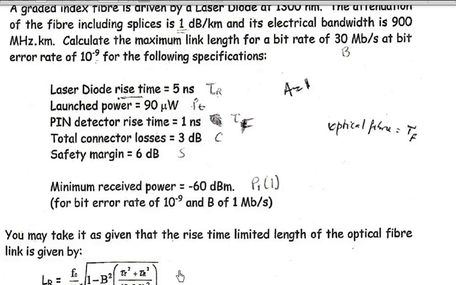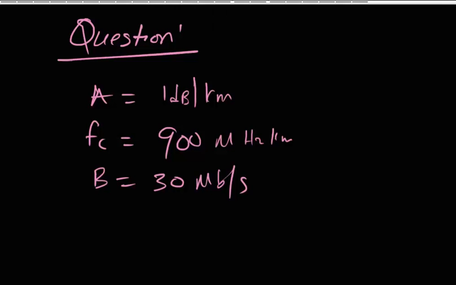Laser diode. See now, this guy wrote T, but it should be TT, transmitter. This person missed this one. This is the problem. So laser diode is the transmitter.